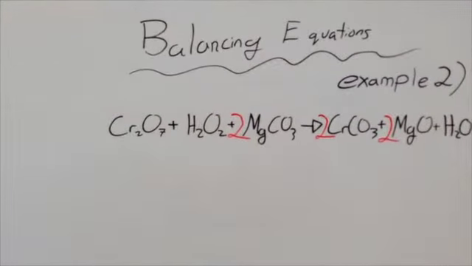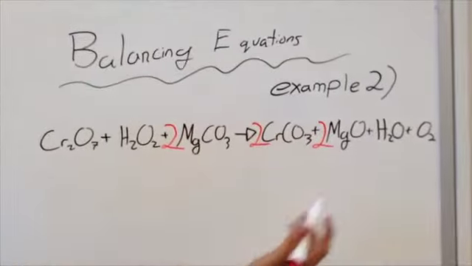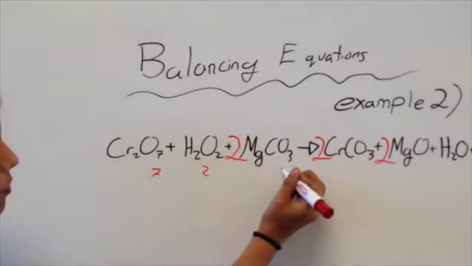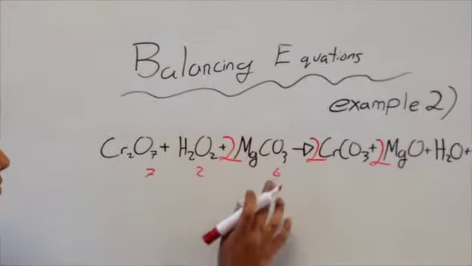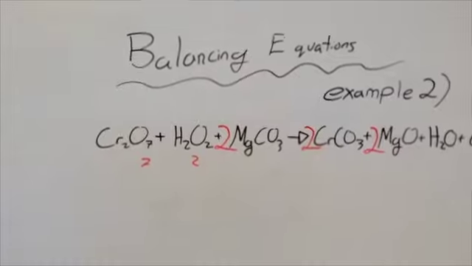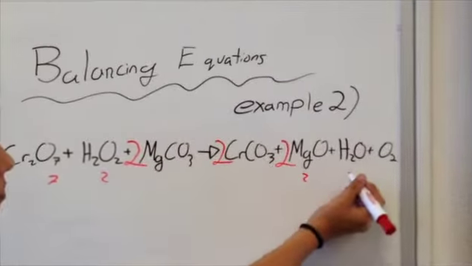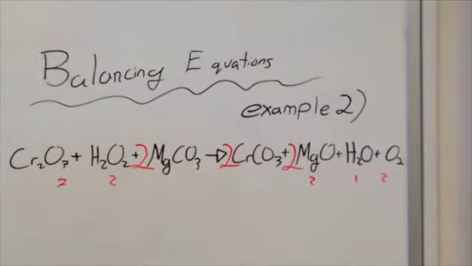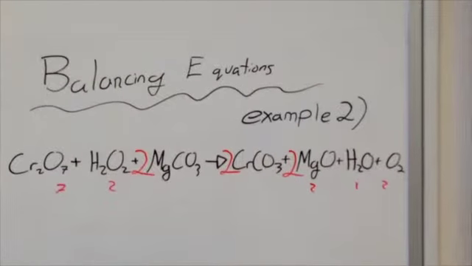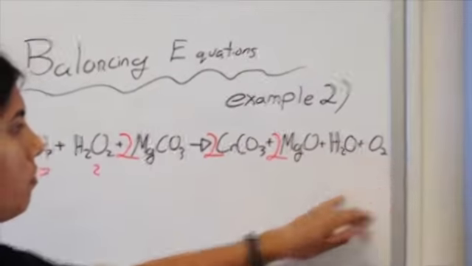Now, looking at hydrogen, we have 2 hydrogens on that side and 2 on that side. So we're golden. But now if we look, we have 7 plus 2 plus, we're not counting the carbonate because it's a polyatomic. So we have 9 oxygens on that side, and then we have 2 plus 1 plus 2 equals 5. So we need to have 4 more oxygens on the product side. We can do that by adjusting the O2.